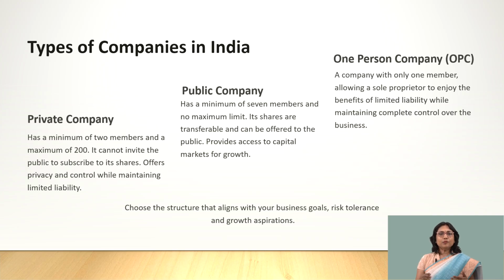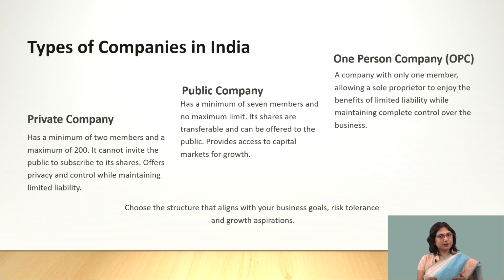So we have a few forms or types of companies in India as per the Companies Act, and each also has its own features, flexibility and disadvantages at the same time. So we have one form as private company. As the name suggests, it has a minimum of 2 members and maximum members can be 200. And because it is a private company, it cannot invite the public subscription.